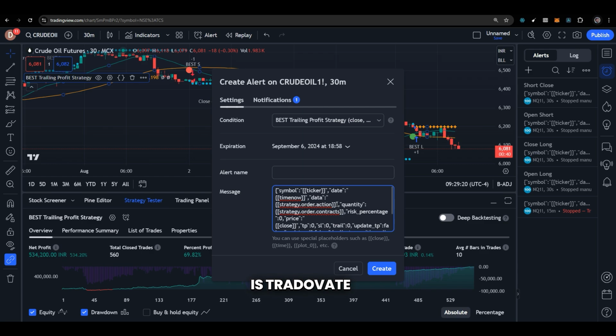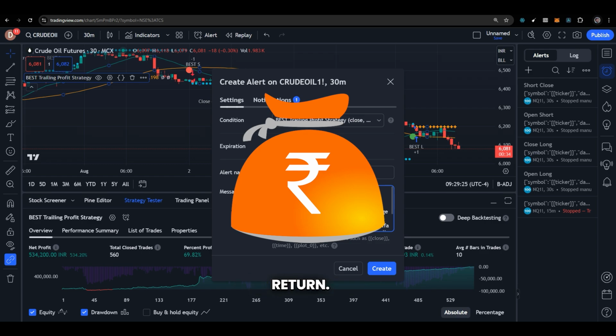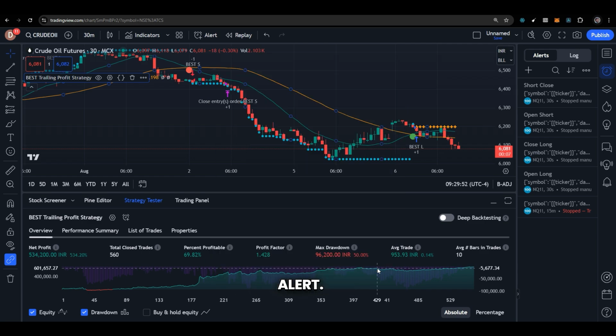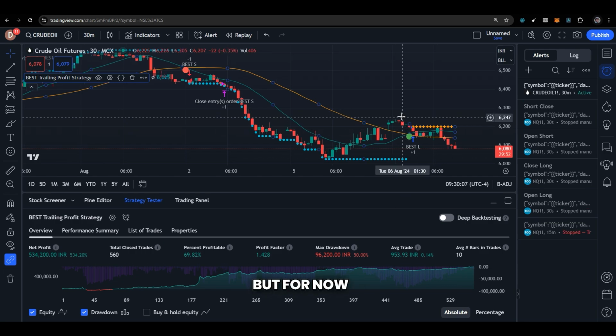The best thing is Tradovate gives you 2 to 3 demos, so you can try different strategies, and this kind of strategy gives you good returns without needing to do lots of things. Just do live trading, and if you find you are getting profits or returns, you can run this as a side business. I have created the alert. Since it's a 30-minute strategy, we have to keep waiting. But for now, let's see whether it's getting repainted or not.